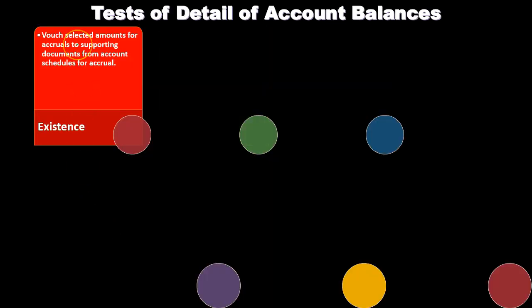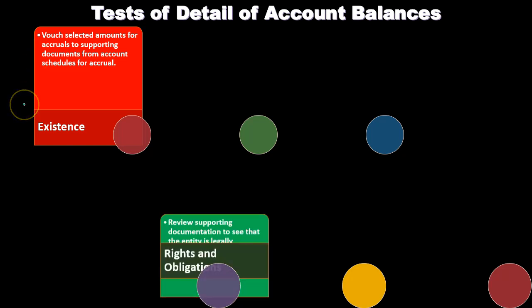Now we're going to take a look at test of details related to account balances. So now we're considering the account balances first with regard to existence. So the assertion of existence. With regards to existence, we will vouch selected amounts for accruals to the supporting documents from account schedules for accruals. So when we consider the accruals that are going to be on the financial statements, those are going to be the liabilities on the financial statements. We want to see whether or not those liabilities actually exist. We're going to vouch the selected amounts for the accruals to the supporting documentation that was used in order to generate those accruals from the schedule of accruals.